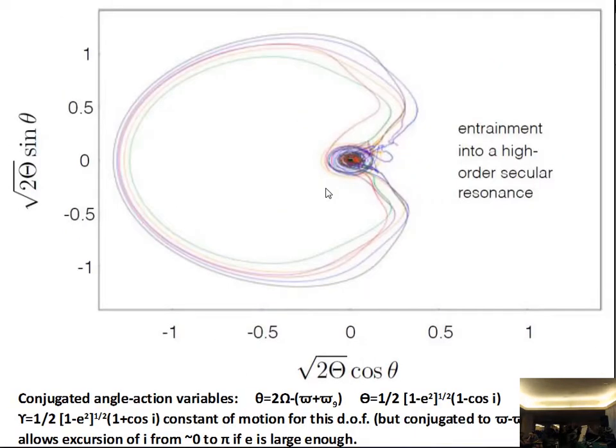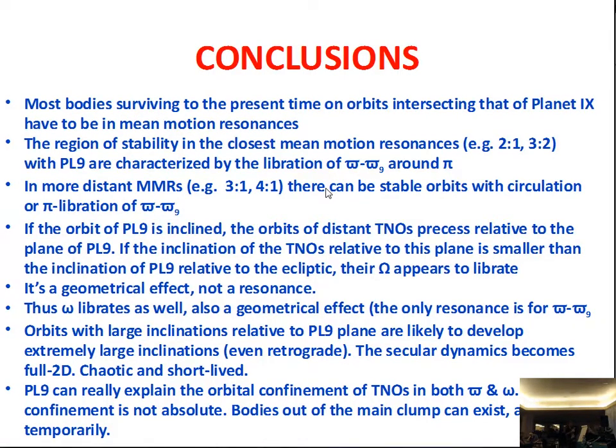So in summary, what can we say about the dynamics induced by planet 9? Most of the bodies surviving to the present time on orbits that intersect the orbit of planet 9 have to be in mean motion resonance. And as we've seen in the paper by Millholland and Laughlin, this can be used to put quite strict constraints on the orbit of planet 9 today.